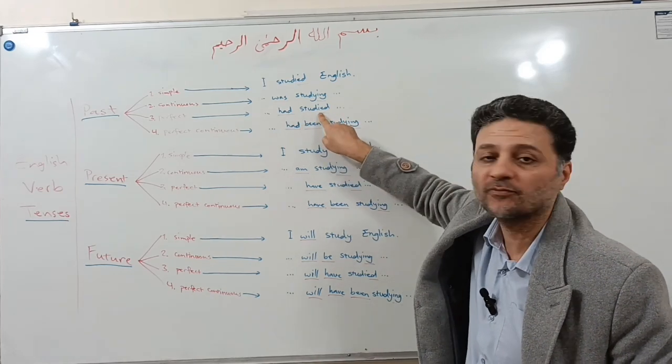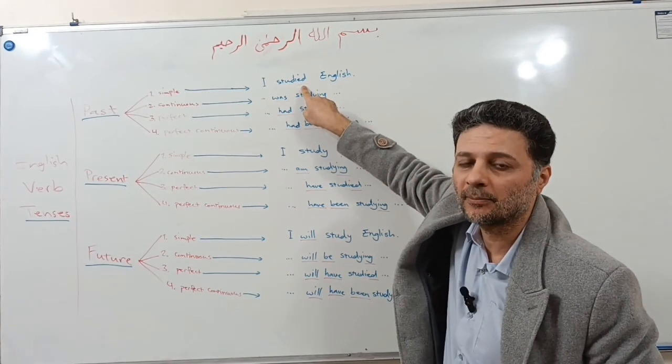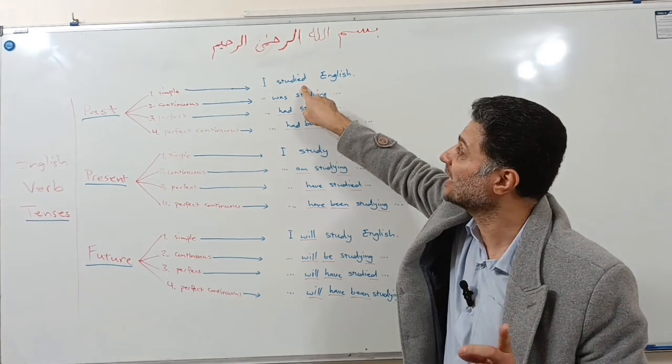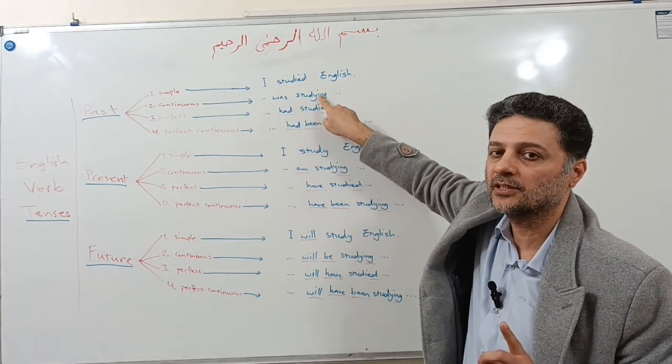Had plus the past participle form of the verb, okay? Here, we use only the past participle form, sorry, not the past form of the verb. Here, we use was plus verb plus ing in the continuous tense.